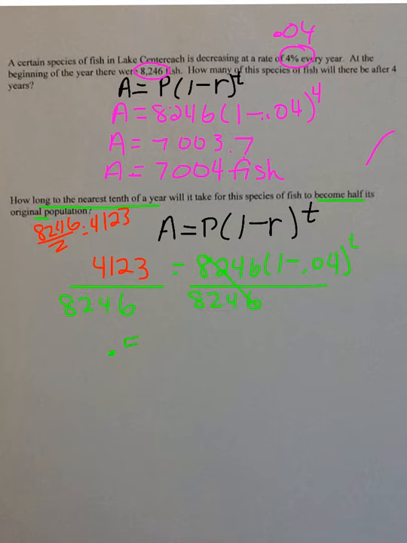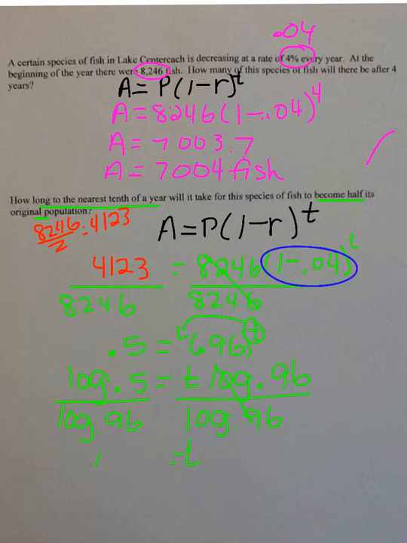So we'll get 0.5 equals, now the 1 minus 0.04. So that comes out to be 0.96 to the t power. And now we're going to log both sides. So it's log 0.5. Remember, the exponent goes into the front. T log 0.96. Solving for t. Divide by log 0.96. So plug that in your calculator. Log 0.5 divided by log 0.96.